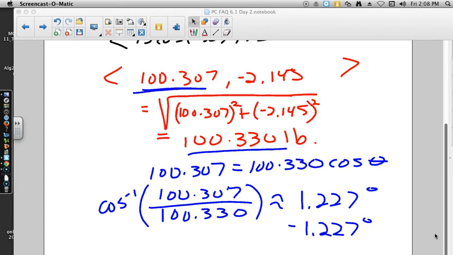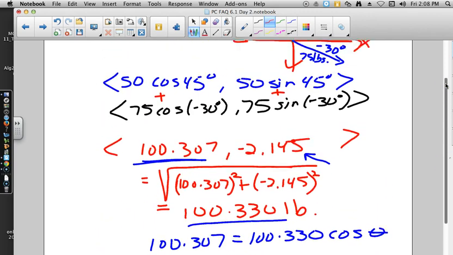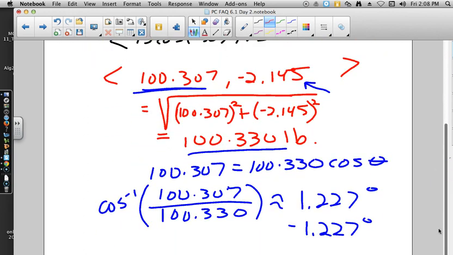degrees. So the question comes up, why does the answer need a negative? Well, I want you to take a look at what we said. We said the component form of this vector was going to be 100.307, negative 2.145. What that tells us is we're below that x-axis. So the force of the resultant vector is here somewhere because it had a negative coordinate for the vertical coordinate. And that means this has to be a negative 1.227 because it has to be pulling it down.